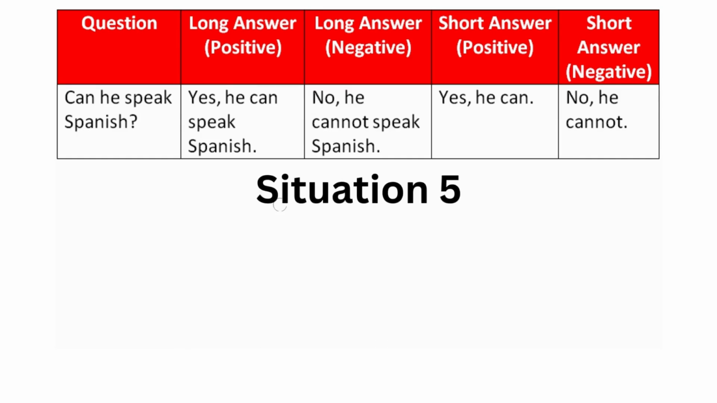The next situation is asking about ability. Can he speak Spanish? Now, the can is the first word from the question. The complete answer is yes, he can speak Spanish. Or the negative answer is no, he cannot speak Spanish. The short answer is yes, he can. And the negative short answer is no, he can not. The first word in the question is can, and this is the main word in the short answer.